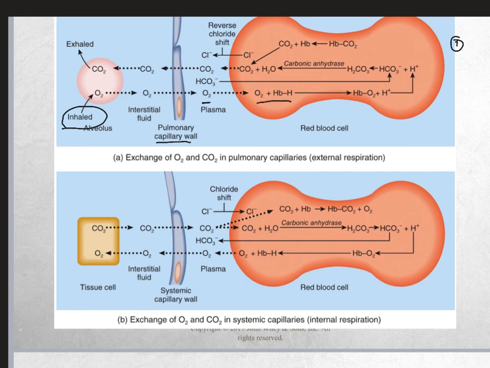Now, once inside the red blood cell, we have this combination of hemoglobin and hydrogen. Hydrogen is bound to hemoglobin at this point as a result of our internal respiration, which we'll look at in a little bit, and that hemoglobin-hydrogen combination reduces the affinity of oxygen for hemoglobin, but here we're going to reverse it. So we're going to pop off that hydrogen and make our oxyhemoglobin.